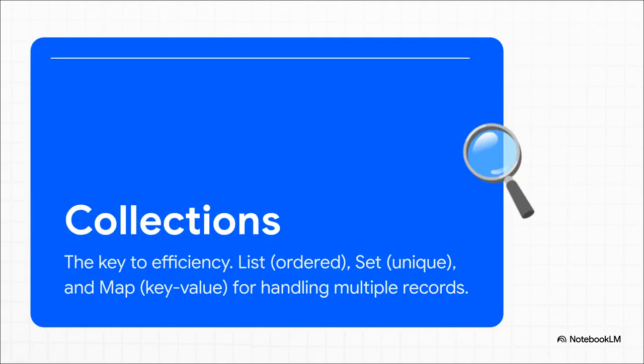Now, once you get data, you have to hold it somewhere. That's where collections come in. You have lists, which are just ordered lists of items, and sets, which only hold unique items. Both are useful. But the real game changer, the thing that separates the pros from the amateurs, is the map. Maps let you store data with a key, like a record ID, which makes looking up information later incredibly fast. Mastering maps is a cornerstone of writing good Apex.